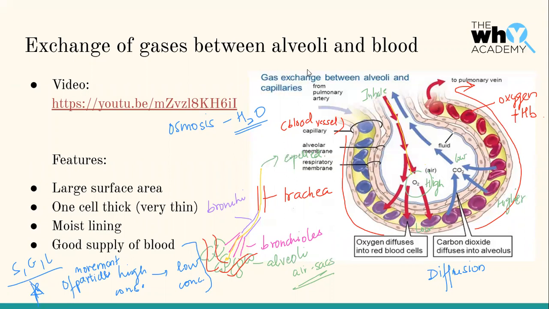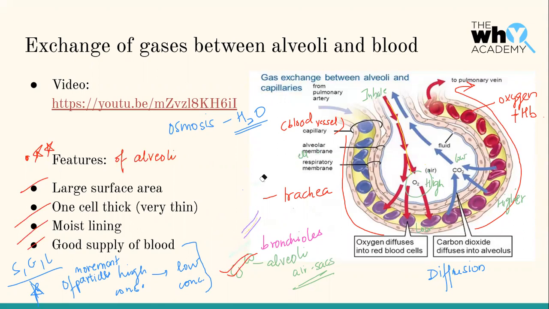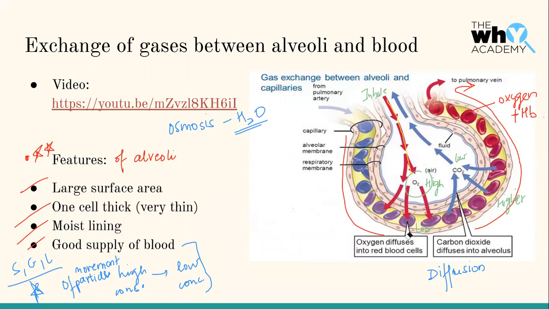What you need to take down would be these points. These are the features of alveoli. You can put a star next to it. It is very important. Usually it is asked as it is. So you can take down these points. Okay, I'll erase all this. This is not required. You can take down the definition of diffusion in case you've forgotten or don't remember.